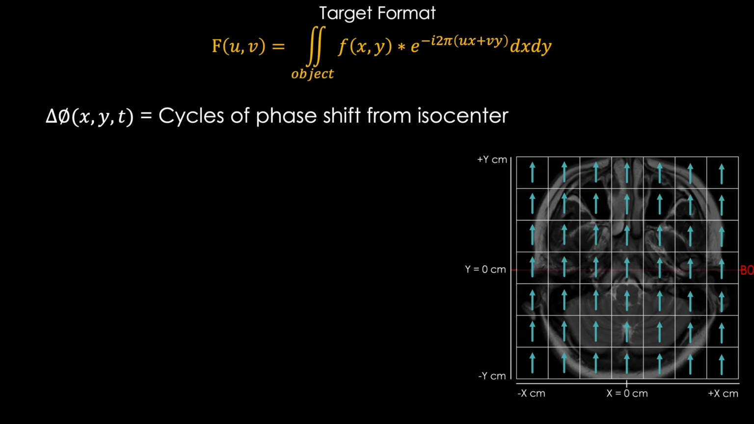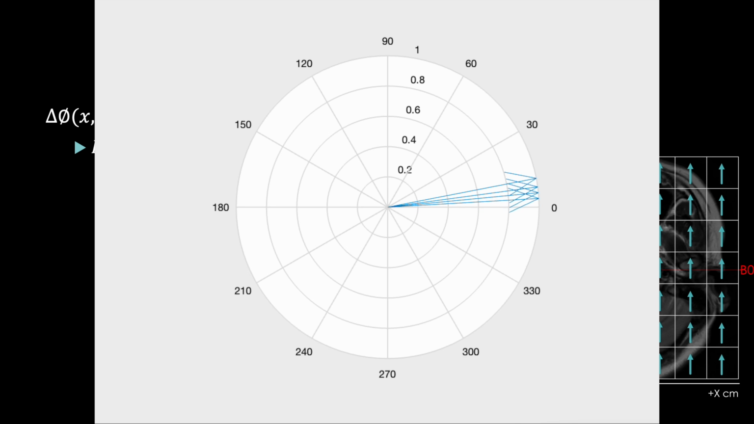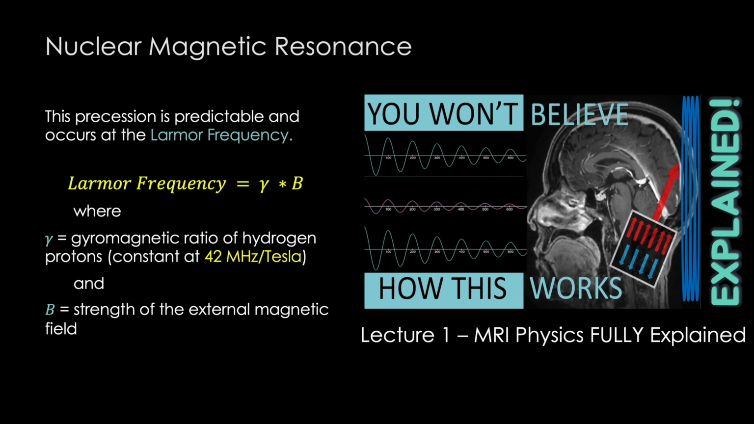If delta phi at point xy in the slice and time t equals the cycles of phase shift from isocenter, this will be equal to our base precession from our main magnetic field B0, which equals the gyromagnetic ratio gamma times the strength of B0 times t, the amount of time the rotation has been going on. If our voxel's magnets are rotating at a certain angular speed, then we need to know how many seconds this has been rotating in order to figure out its position along a circle at that time point. Remember, precession, our angular speed, is determined by the Larmor frequency, this extremely simple formula that mainly relies on the magnetic field our protons experience, covered in the very first lecture.